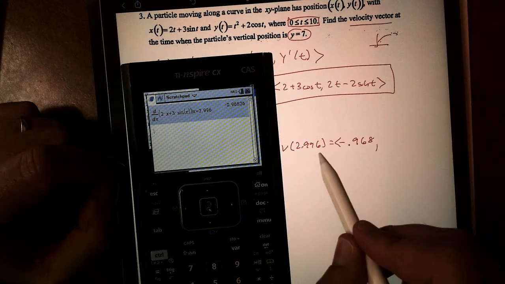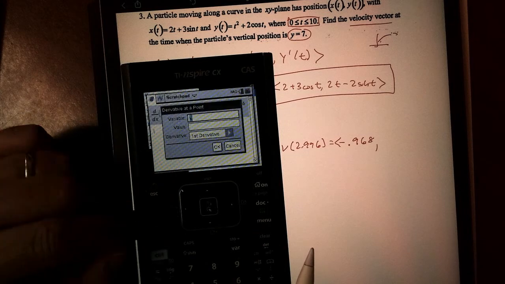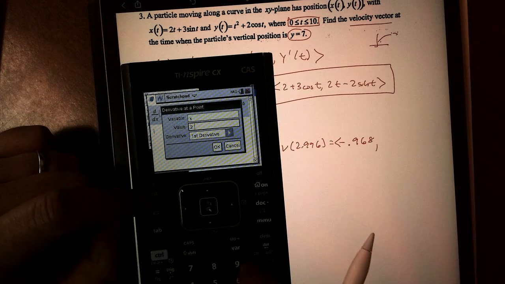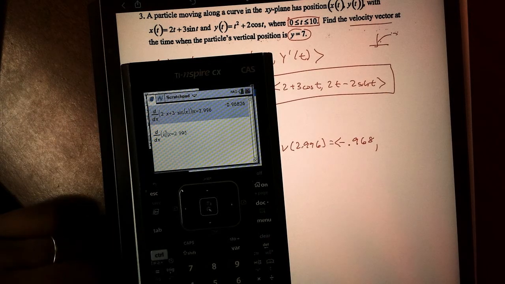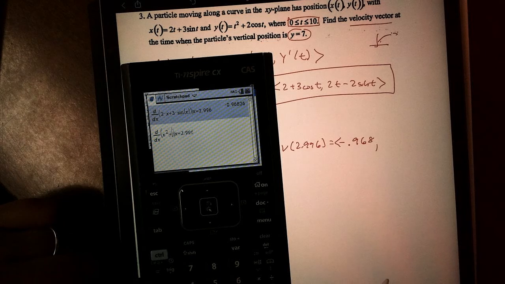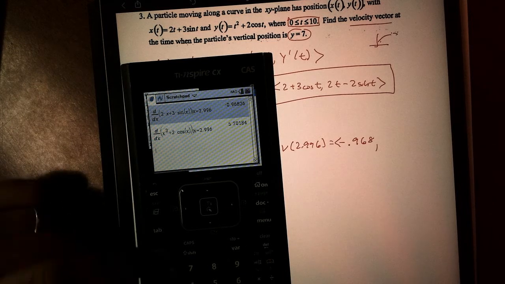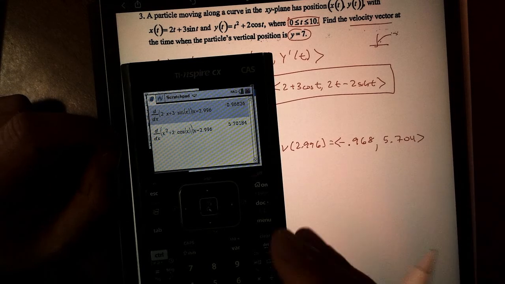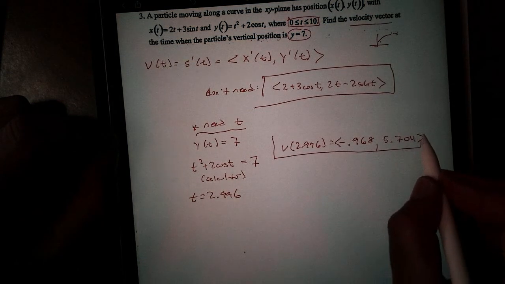I'm using my chevrons, and I'm going to do the same thing with the y. So do the same thing with the y's. Menu, 4, 2, use x still, 2.996. Enter, and I just type in the function, using x again: x squared plus 2 cosine x. Press Enter, and we get 5.704. And that's all you need to show on your work right there.